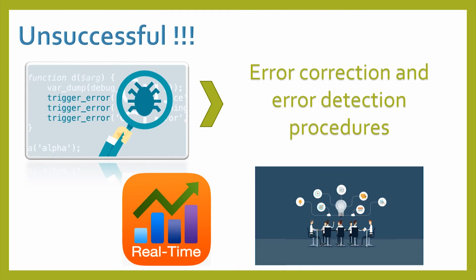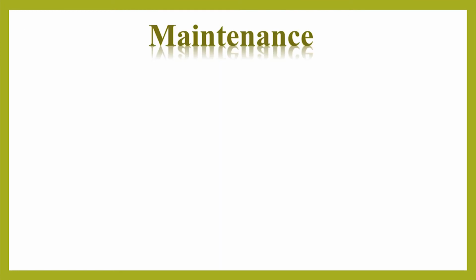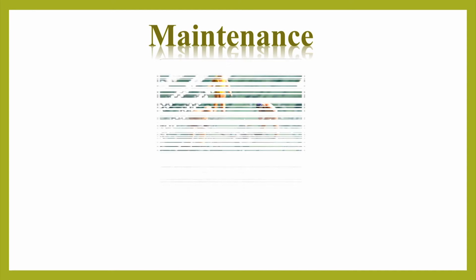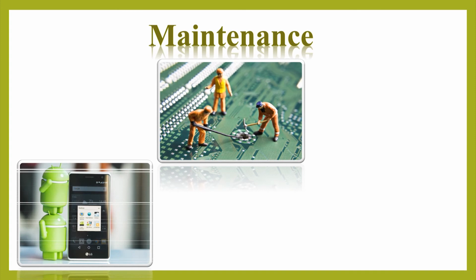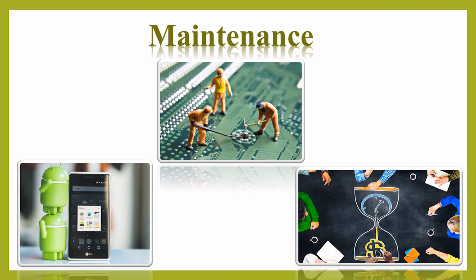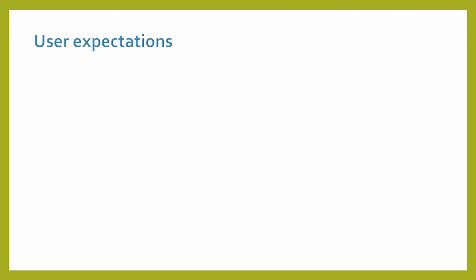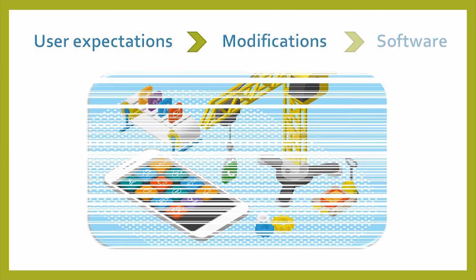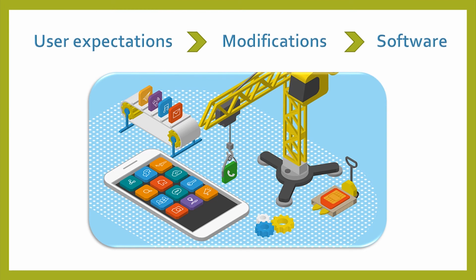Last is system modification or maintenance. System modifications and maintenance and updations are done after the delivery of software product. Modifications definitely cost the time and money, but users expect modifications to be made. As the name software itself implies, it is soft and hence changeable.